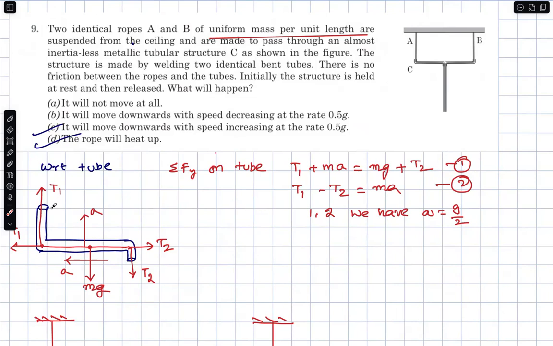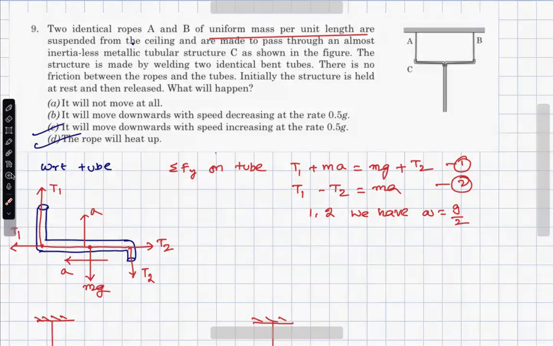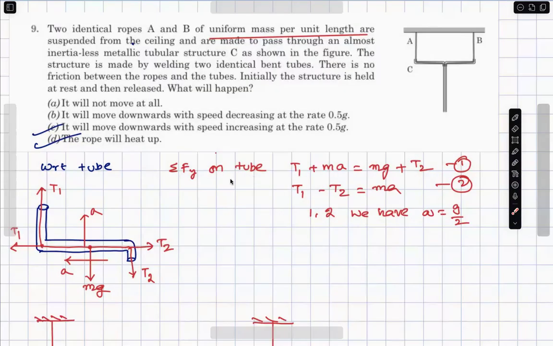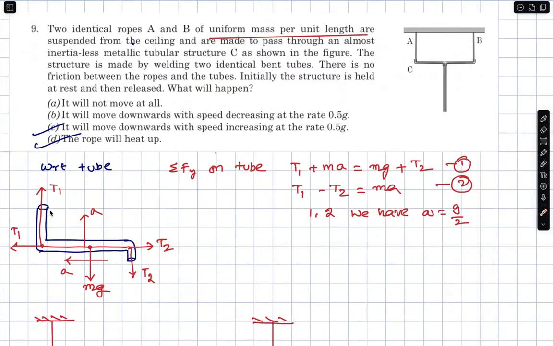Now see, I am just drawing the free body diagram of half of the left, the left half of the tube. Did you see the tube? System. Right. Okay, fine.